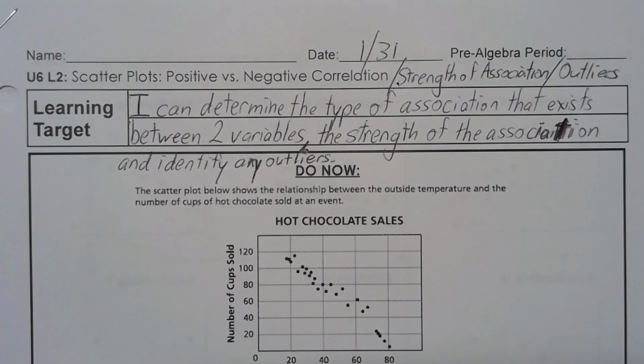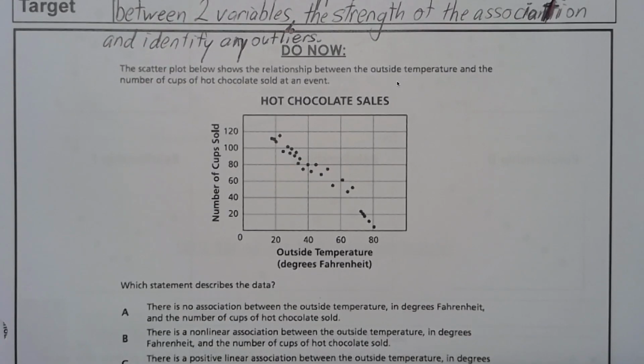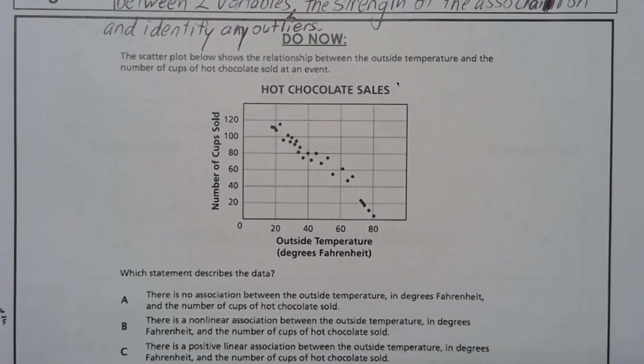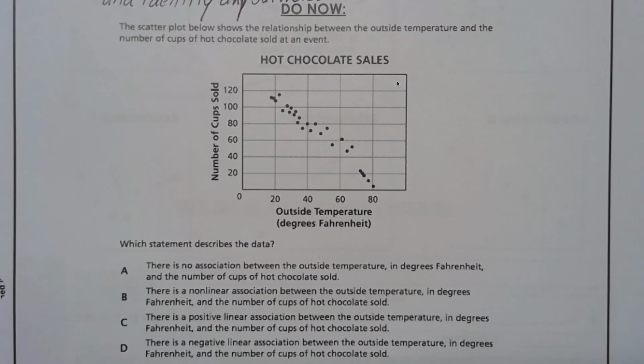Okay, so I want you to pause the video, read the do now, and try the do now. Okay, and again, you can pause the video and write down the learning target because it was up there. I hope you pause the video and try the do now on your own.